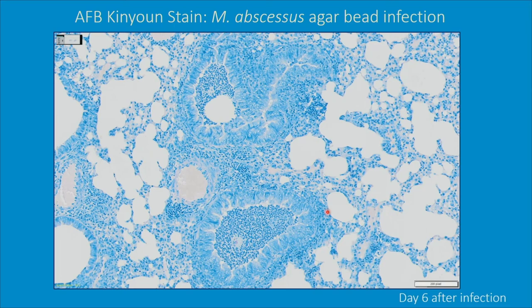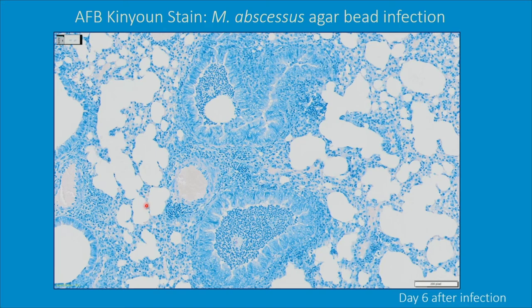So this is a Kinyoun stain. And to orient you, you have a couple of blood vessels. You have alveoli that are inflamed. You have two airways here that are not impacted with beads because you don't want to asphyxiate the mouse entirely. You need to leave some airways open. And then you have two airways in the middle in which beads have lodged.